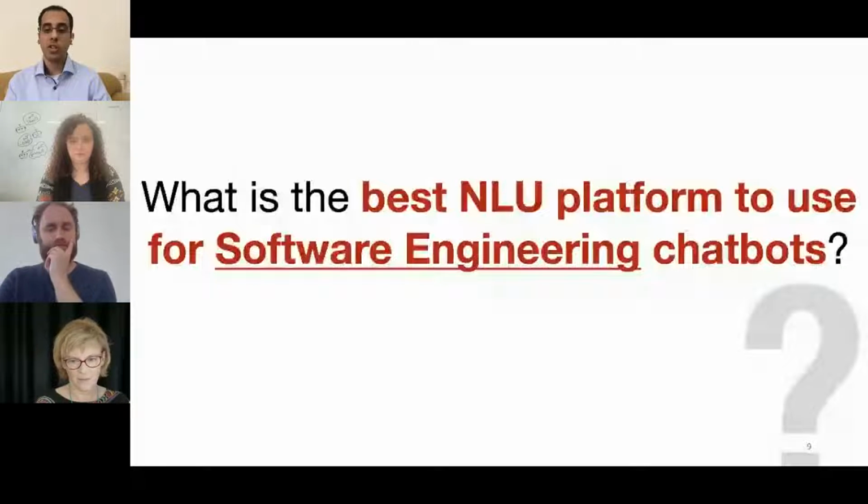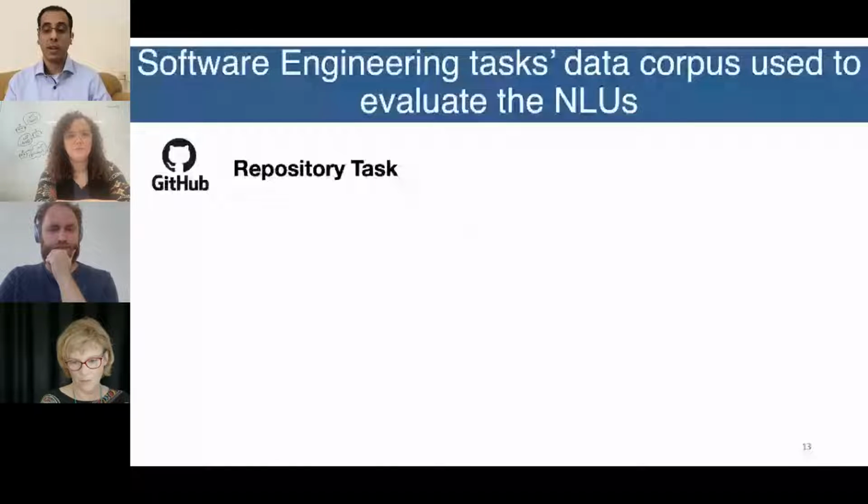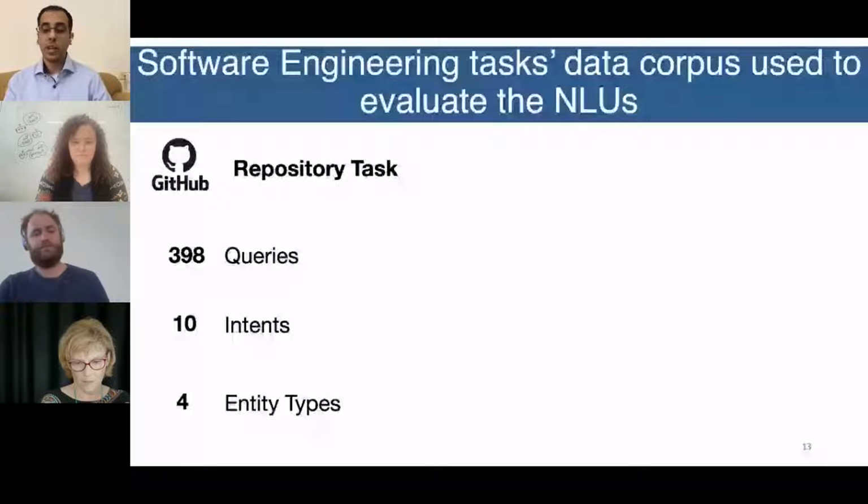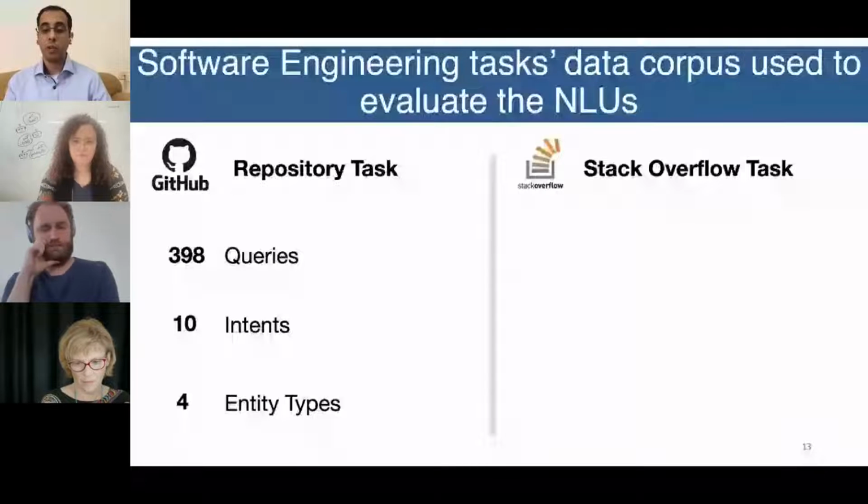In particular, we selected corpora that are related to two software engineering tasks. The first is the exploring the project repository task, and this corpus contains a set of 400 queries with 10 different entity types such as file name and Jira. The other is questions that developers frequently ask and answer on a QA website such as Stack Overflow. The Stack Overflow corpus has 215 queries with 5 entity types such as programming language.